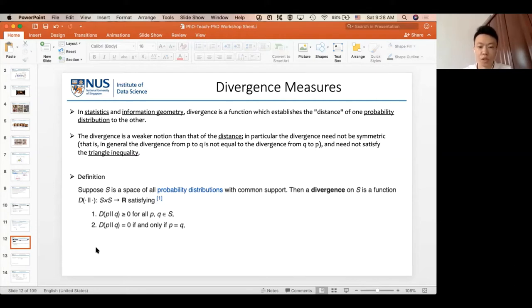If you regard P as the parameterized model distribution and Q as the data distribution, then when this divergence goes to zero, the model will be a good approximation to the true but unknown distribution, right?